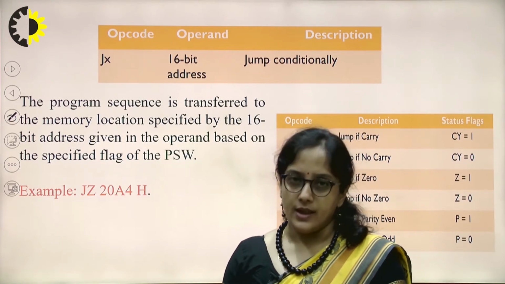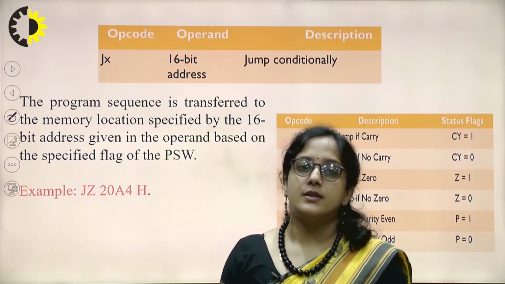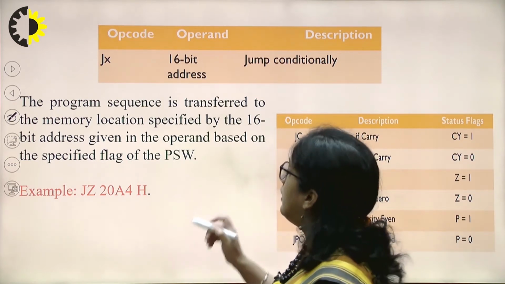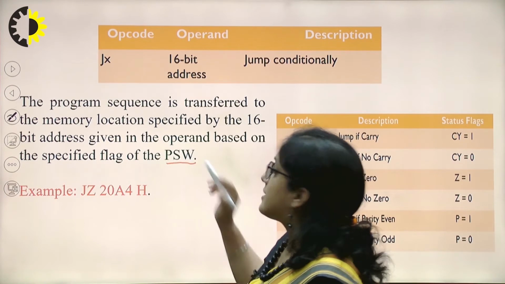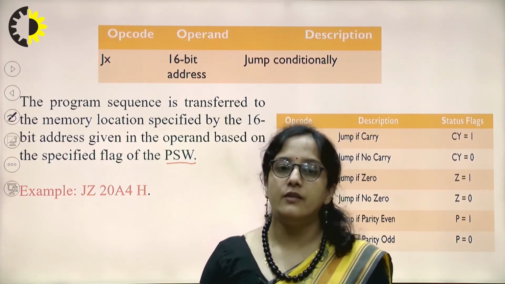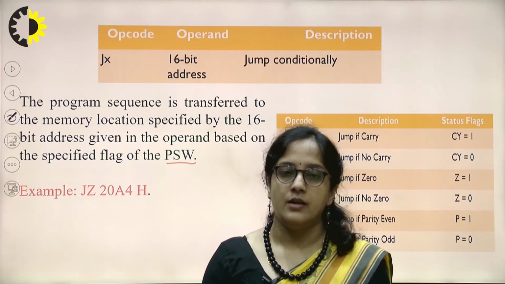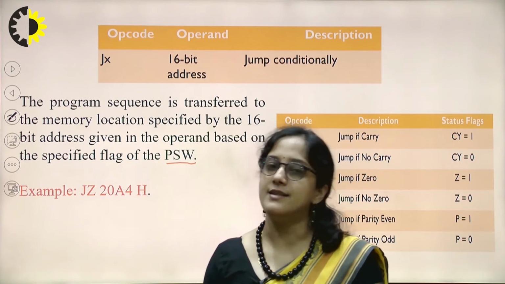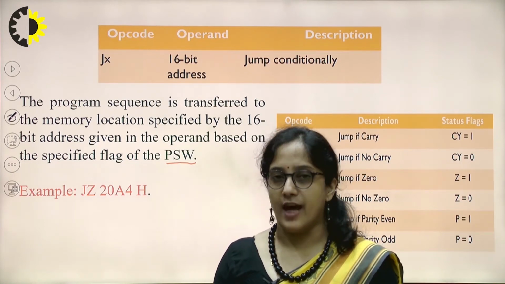In case of conditional jump, the microprocessor has to check the condition in a flag register, or you can say the PSW, that is program status word. So in case of 8085, we have a carry flag, zero flag, parity flag, auxiliary carry flag and sign flag. We have 5 flags.